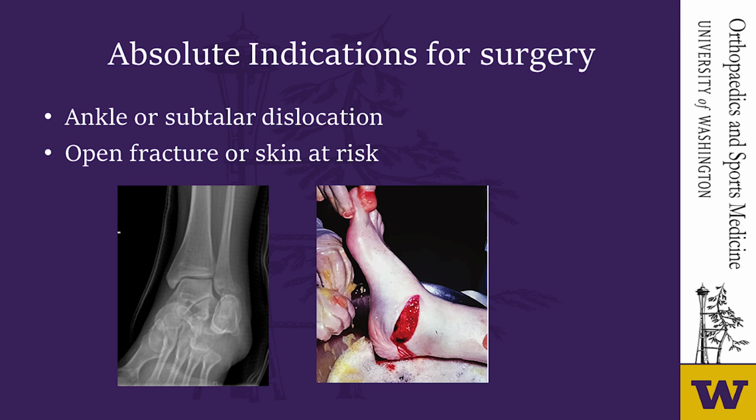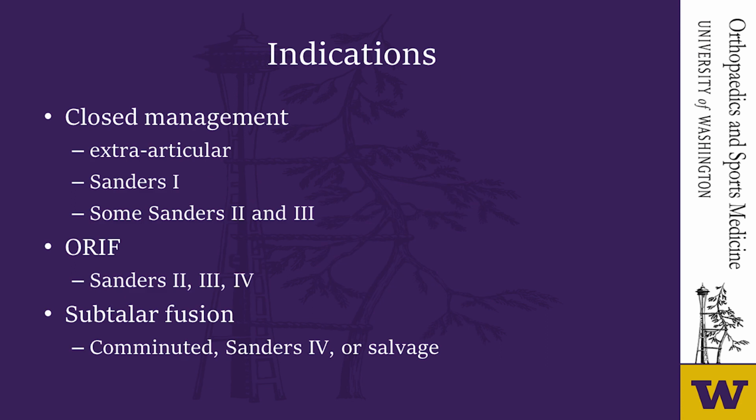Absolute indications for surgery for calcaneus fractures include dislocation at the ankle or subtalar joint, and open fracture or skin at risk. These are general indications for each treatment option, with closed management usually utilized for extra-articular Sanders 1 and some Sanders 2 and 3, ORIF for Sanders 2, 3, and 4, and subtalar fusion for comminuted fractures or as a salvage procedure.